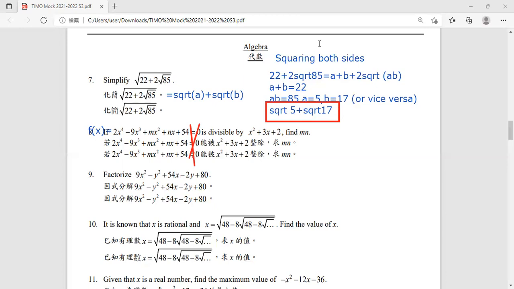Any question on question 7? Okay, then I go to question 8.